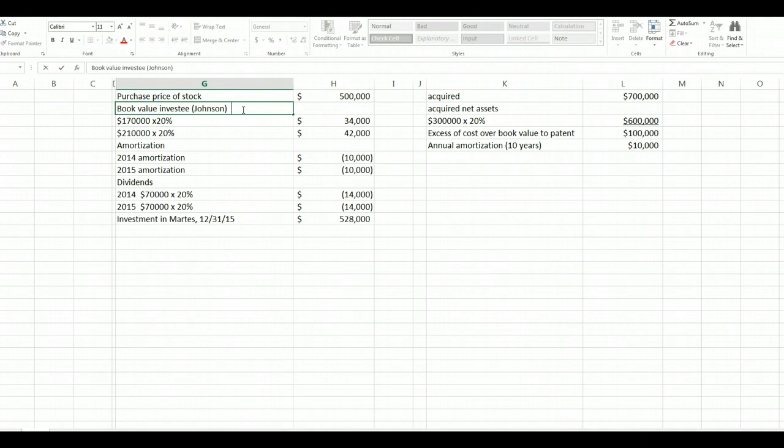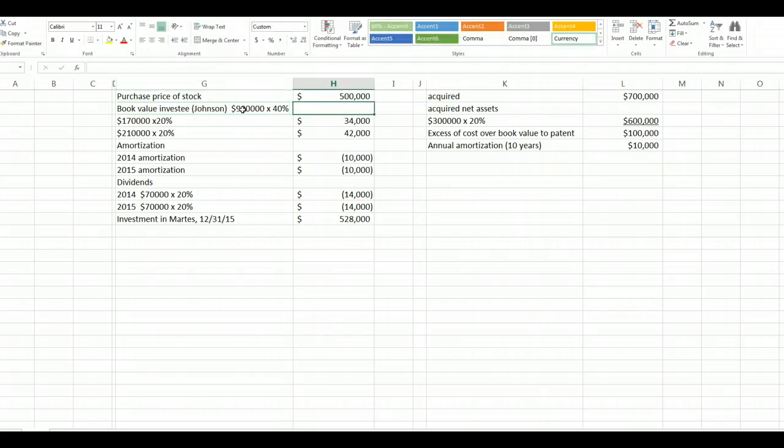Do you see how it said the assets were, what did it say? 1.4 million, and the liabilities were? Okay, so we've got 900,000 times 40%. How much is that? 360, right?